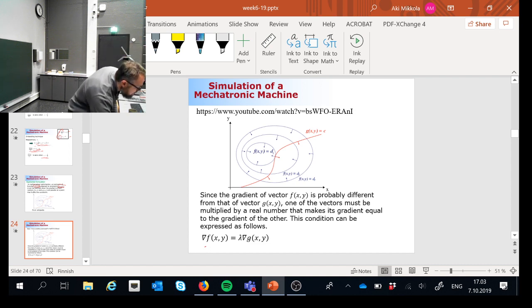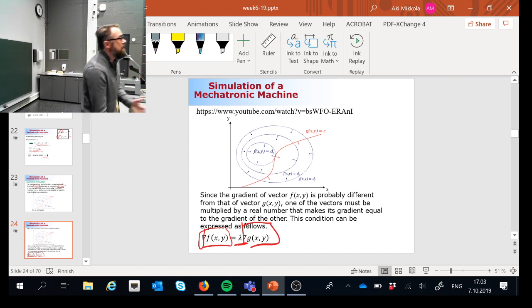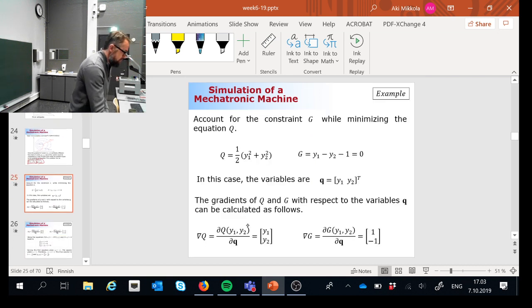So this is the one that is making these gradients to have the same length. This is my gradient associated to my original function. This is my gradient associated to constraint. And the lambda makes them to have the same length. All right? Okay, let's look at that in the previous example.